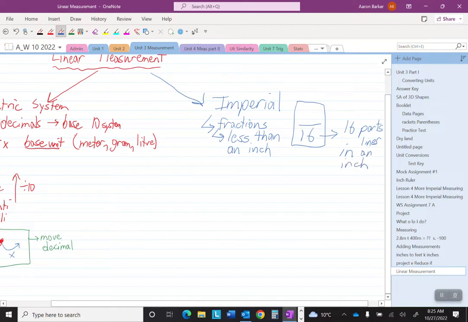So if you pick up some ruler and there's only like 8 lines, then it's out of 8. If there's only 4 lines, it's out of 4. Most of the standard rulers and measuring tapes you're going to find, it'll be 16s. I won't challenge you on anything else in here.